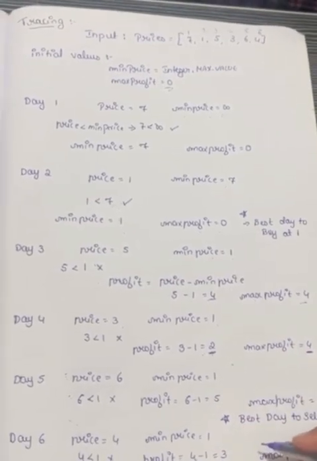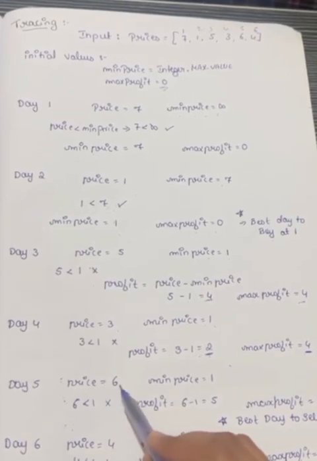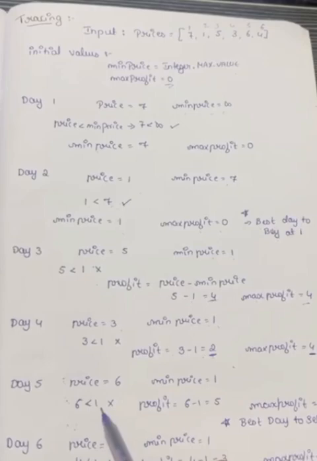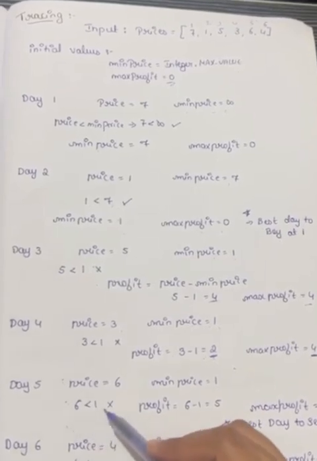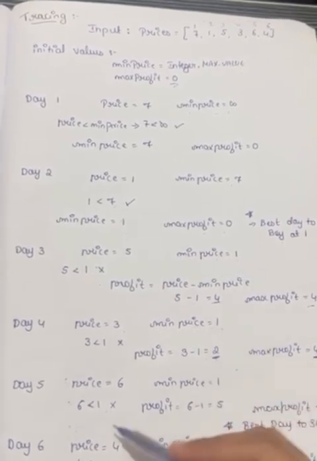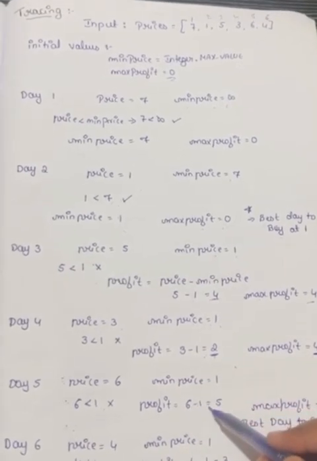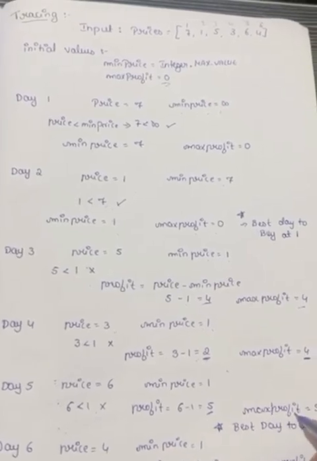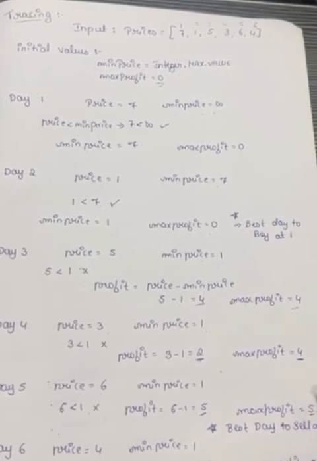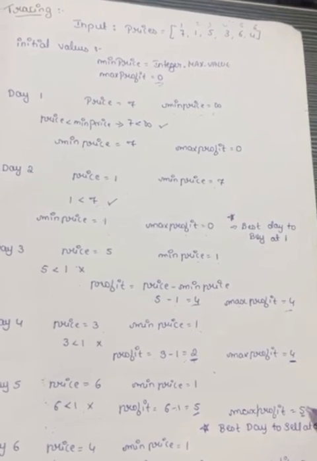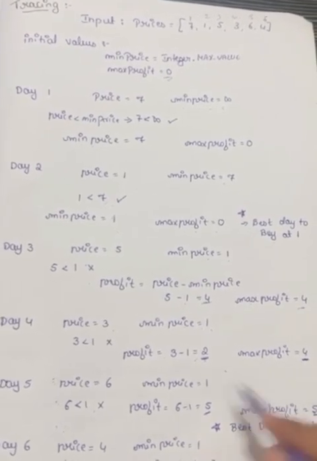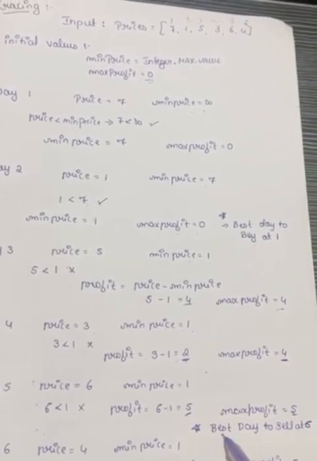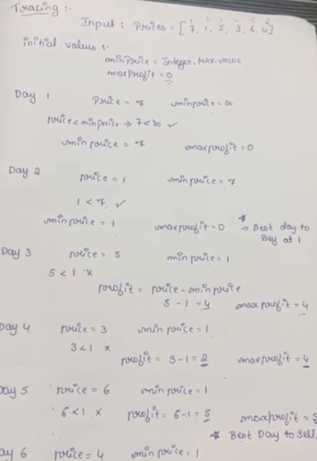Again, I'll be checking with the condition. My day 5 price is 6 and min price is equal to 1. 6 is less than 1? If 6 is less than 1, no, this condition fails. So my profit is equal to price minus min price, that is 6 minus 1 is equal to 5. So my max profit now becomes 5, from 4 to 5. Then I will have the max profit over here. Then this will be considered as the best day to sell at the price of 6.